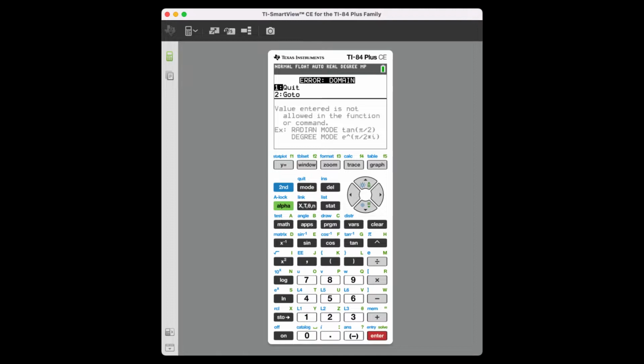I wish these programmers would just put undefined. What do you guys think? Somebody should email the TI people and say, hey, come on. Can you actually use real math terms? Error. Anyway, if you see error, what does that mean? It's kind of like telling you can't do that.